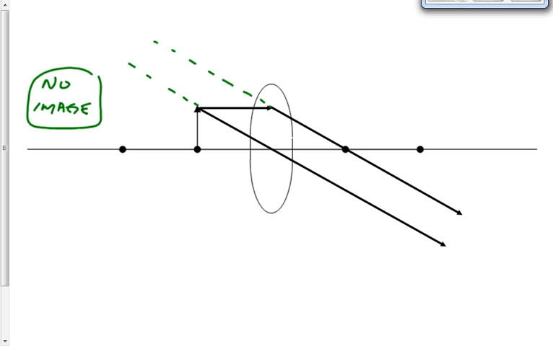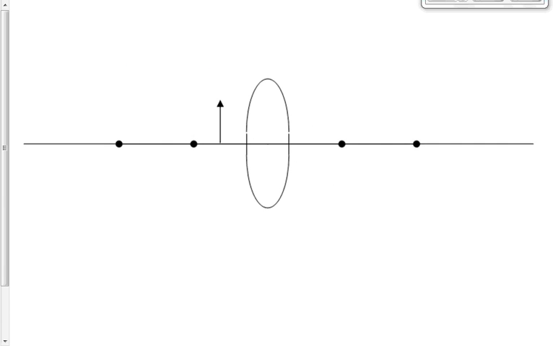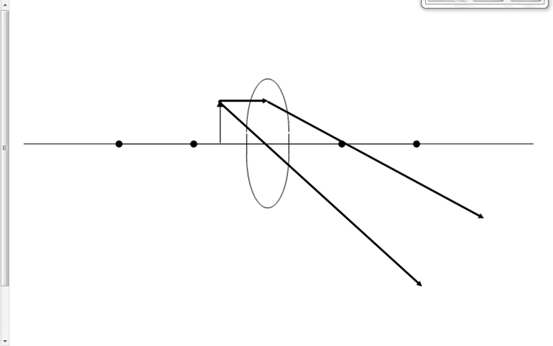Last one for our convex lenses, or our converging lenses. So we've got our object, it's inside the focal point. In other words, an object that's really close to the lens. First ray is going to go parallel to the principal axis. It's going to go down through the focal point. Second ray goes down through the optical center. Do they converge on the right-hand side? They do not. So what am I going to do with that? Let's extend them back as dotted lines. They converge back here.